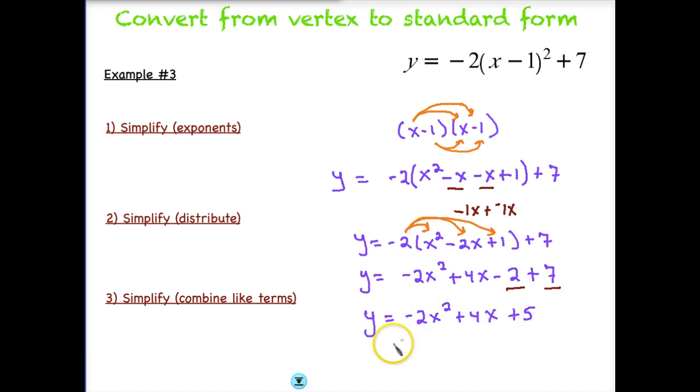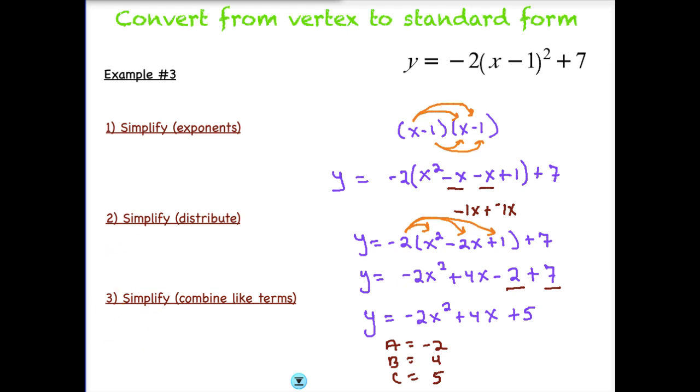And lastly, I just want to identify again my a, b, and c values because I'll use those in the future. So my a is going to be negative 2, b is going to be 4, and c is going to be 5. All right, and that concludes our lesson for today.